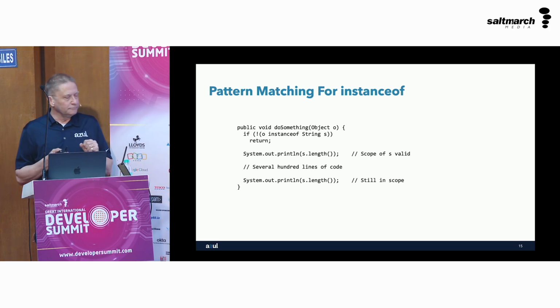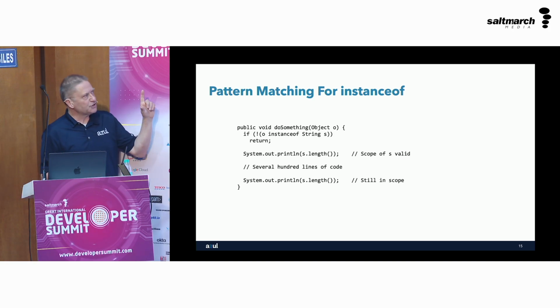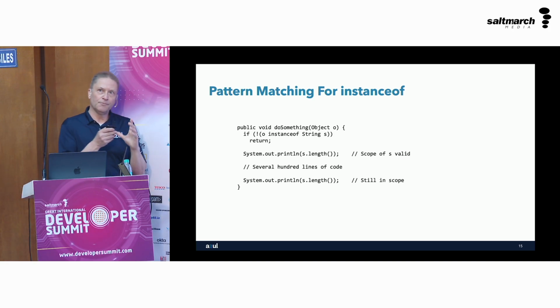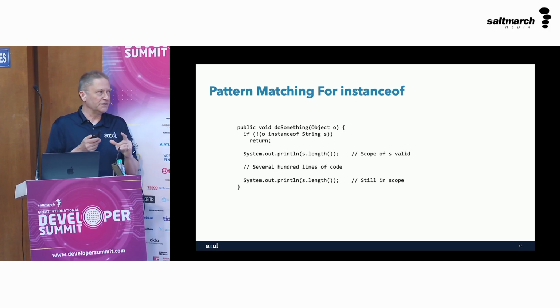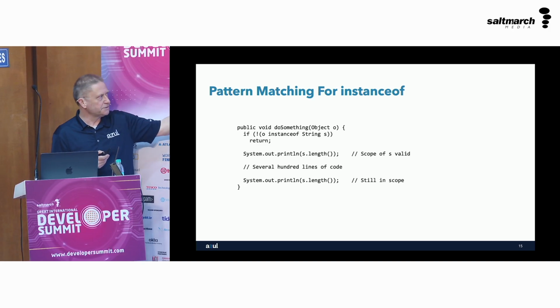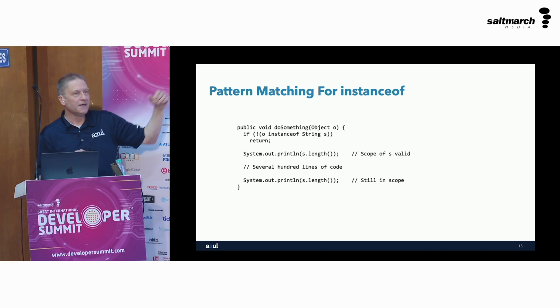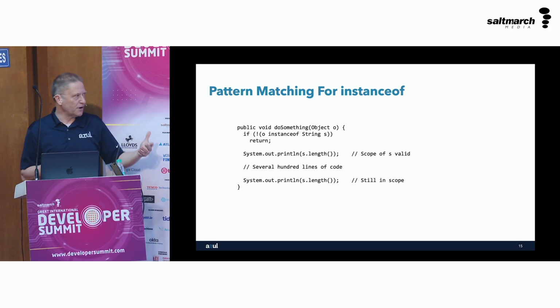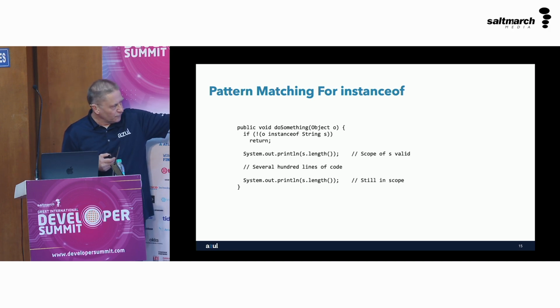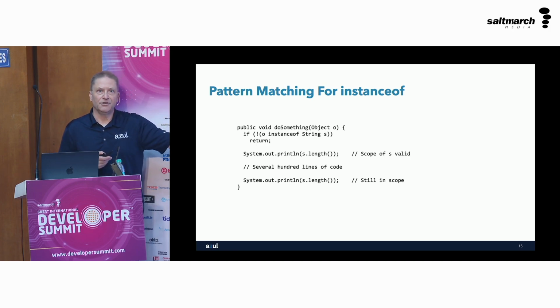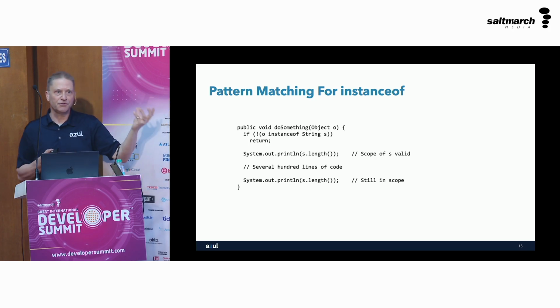Just a little bit more about pattern matching here. The scope may not necessarily be obvious, because we can invert the test, and we can say, in this case, if not o instanceof String s, return. So that will say that if we don't have a string, we return. After that, until we exit the method, the scope of s will be completely valid, and so we can use it anywhere we like. We're not limited just within that if block.